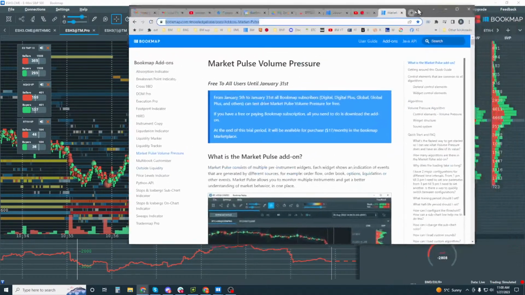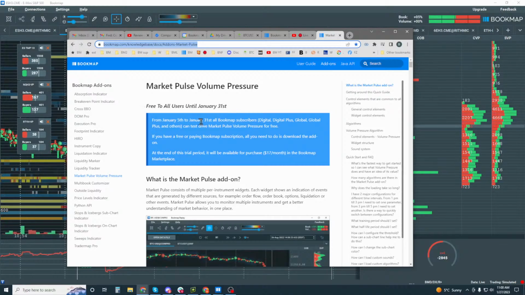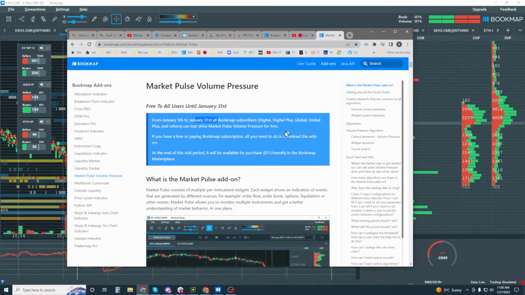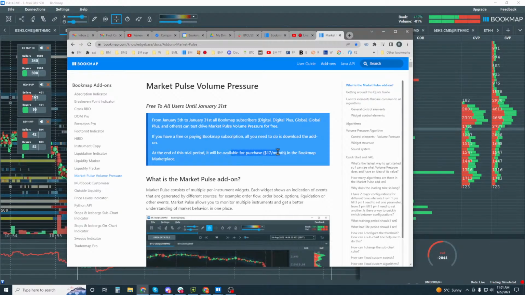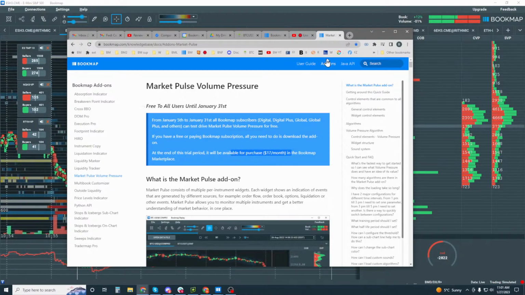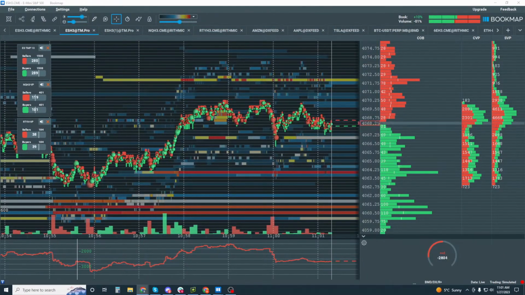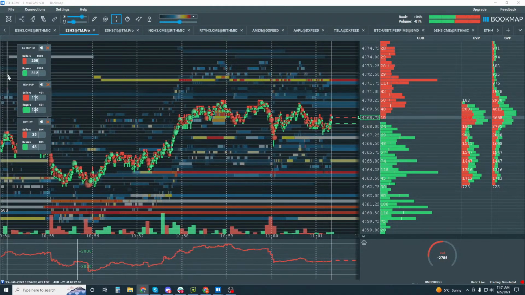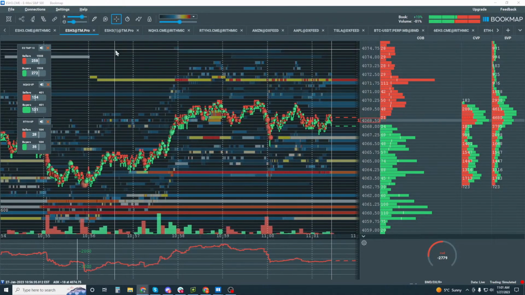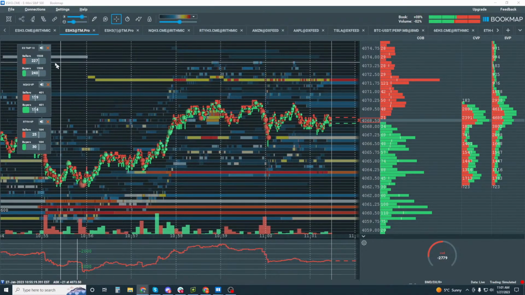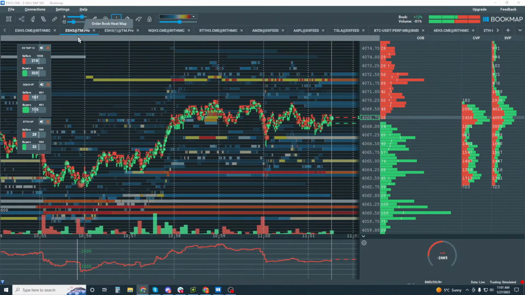Yeah, here you go. Here's the information on the Market Pulse from January 5th to January 31st. It's free. At the end of the period, it'll be available for 17 bucks. Right, so starting February 1st, it'll be 17 bucks. That's a pretty good price, though. I mean, to get these kind of higher probability or understanding of what might unfold here with correlated markets, it's fantastic.